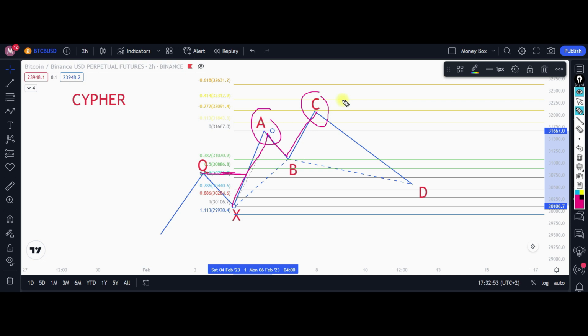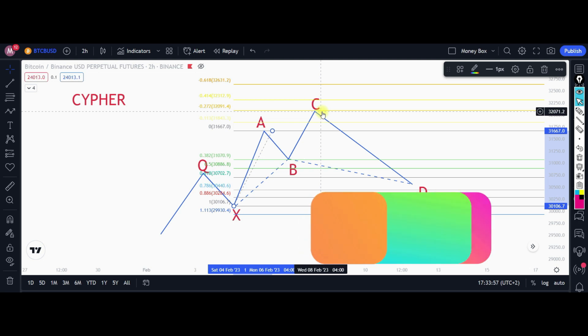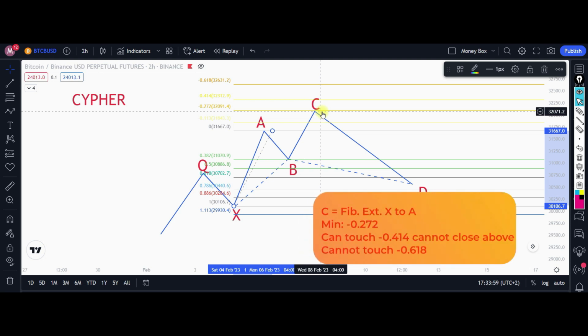If one of the swings A or C breaks the Q point, that is enough for us to accept the pattern as a valid one. Point C can be calculated with a Fibonacci extension, but as you remember, I use a different setup to determine the positions of the price levels more easily, and here the same Fibonacci from X to A and the extension of its 0.272. The extension point can touch 0.414 but cannot touch 0.618 even with a candle wick.